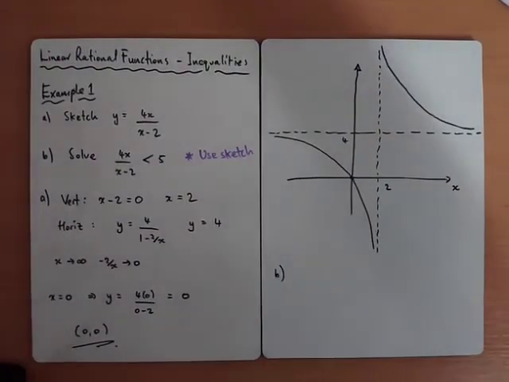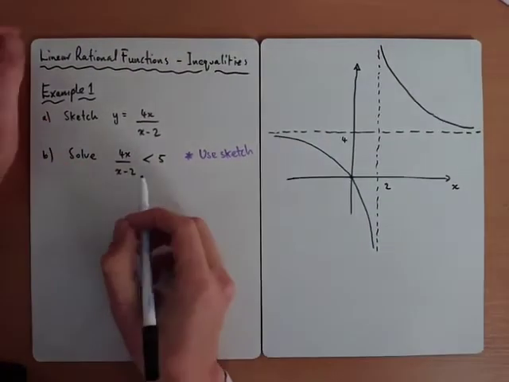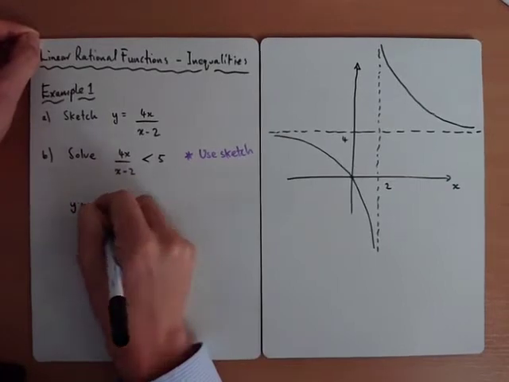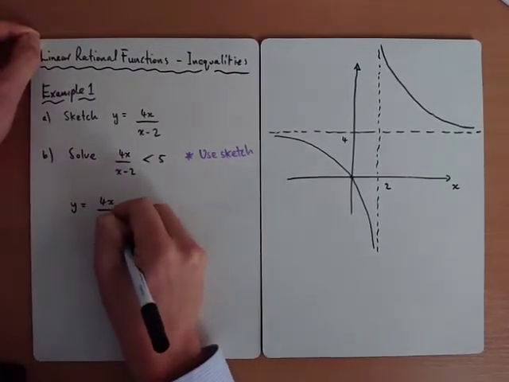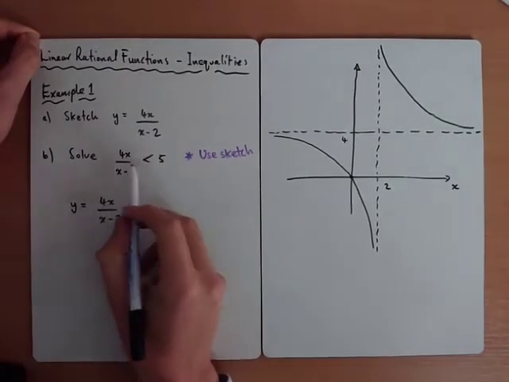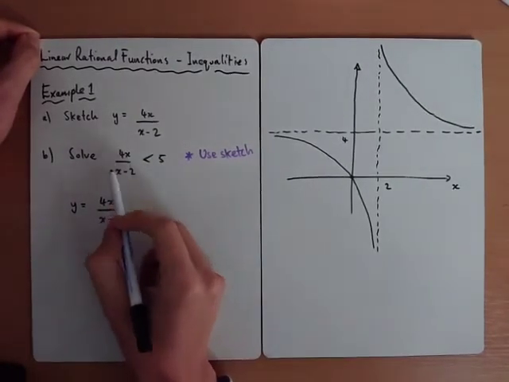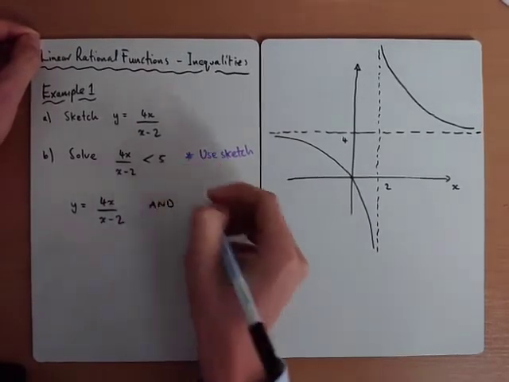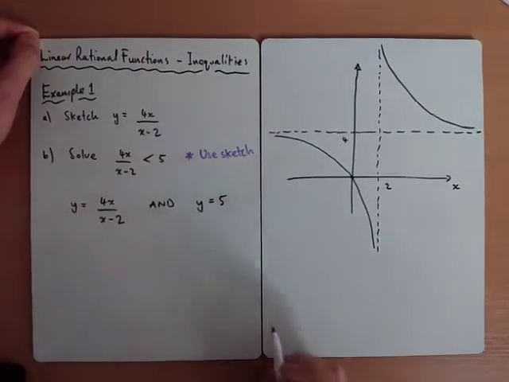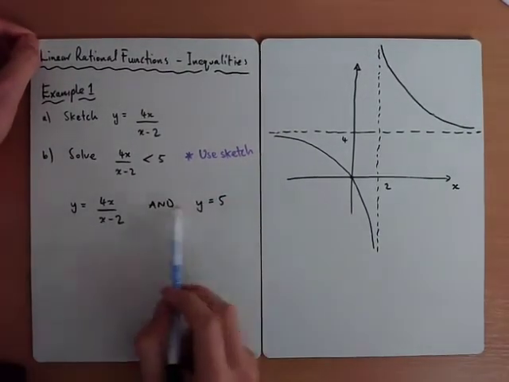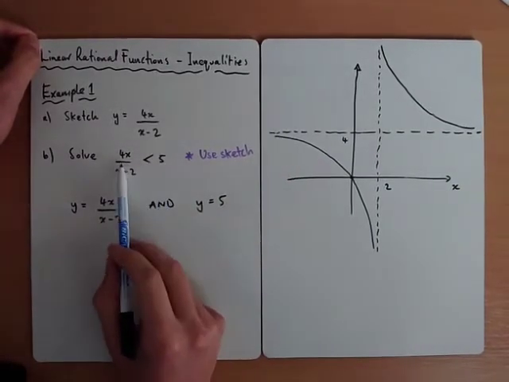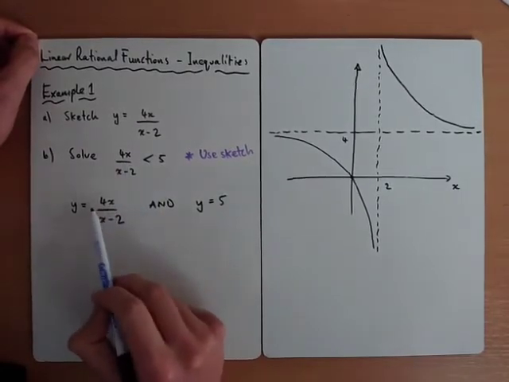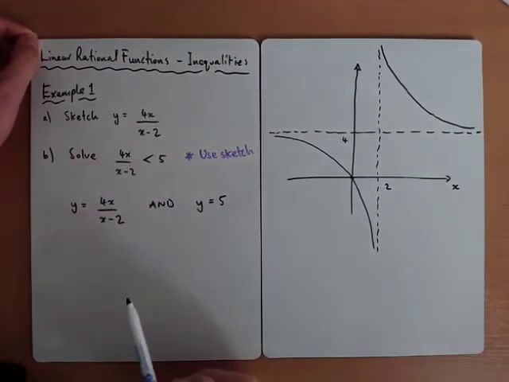Okay, so here's our sketch, and then the next part, we get an inequality. Okay, so if we look at this inequality, we know what y equals 4x over x minus 2 looks like. And essentially when you get an inequality like this, you want to think about the function y equals this and y equals 5. Okay, so we think about them as two separate functions, and then we can say, well, when is one bigger than the other? All right, that's how you want to solve inequalities. Treat one side as a function, sketch it. Treat the other side as a function and sketch it.